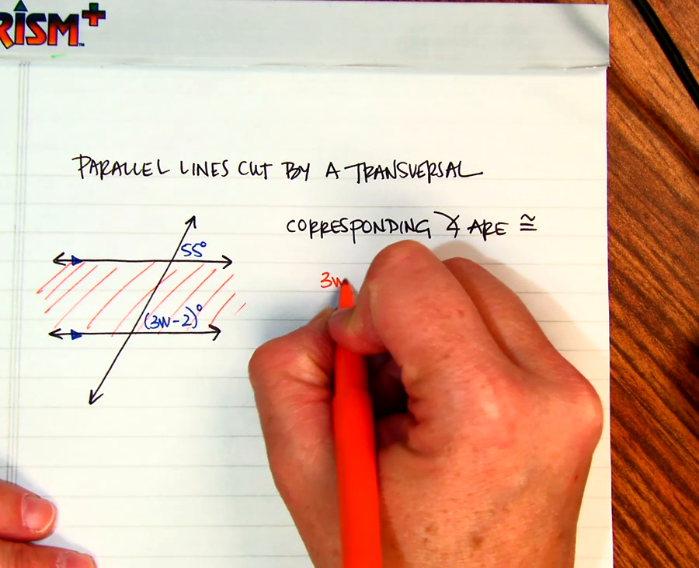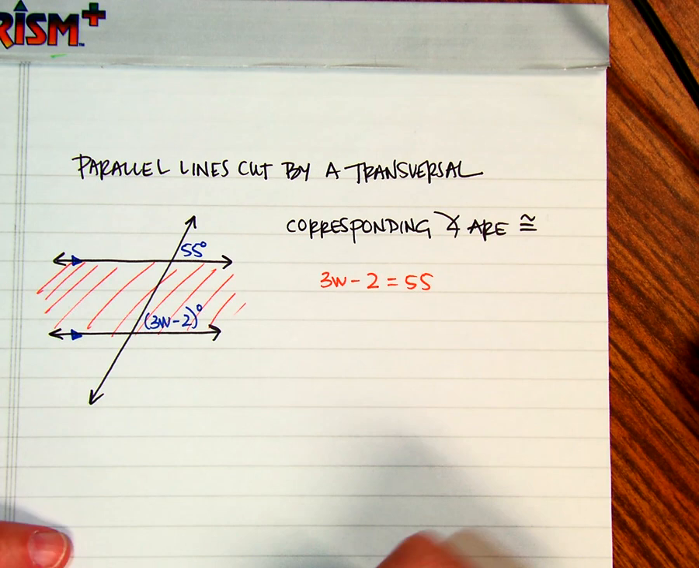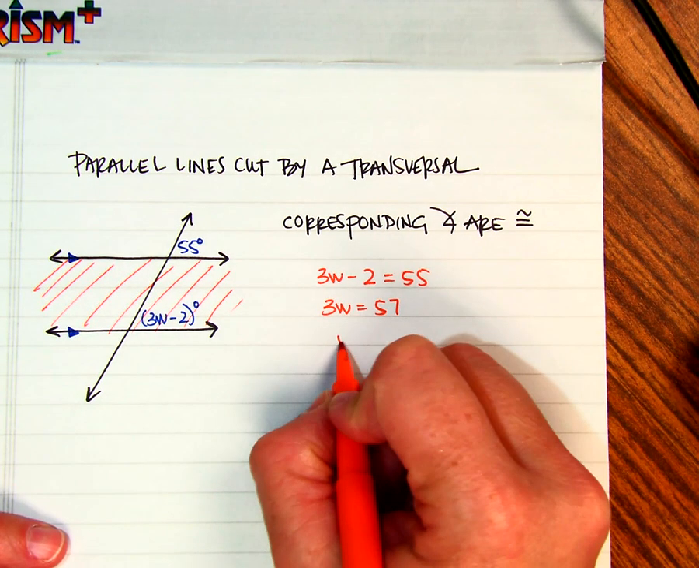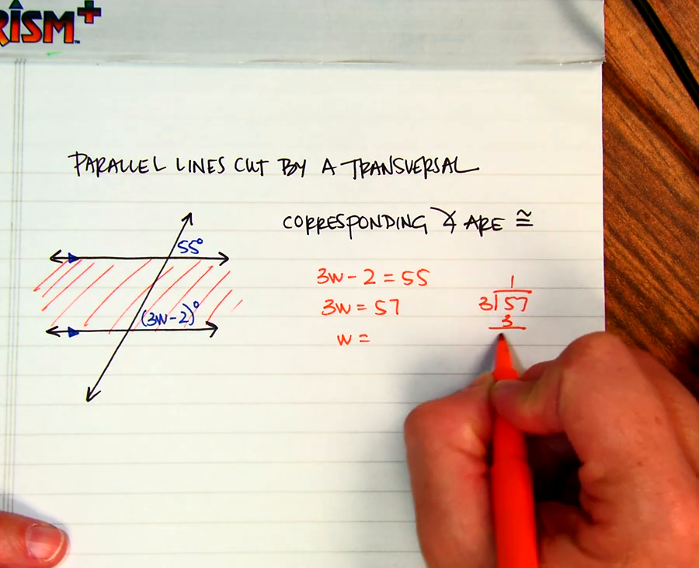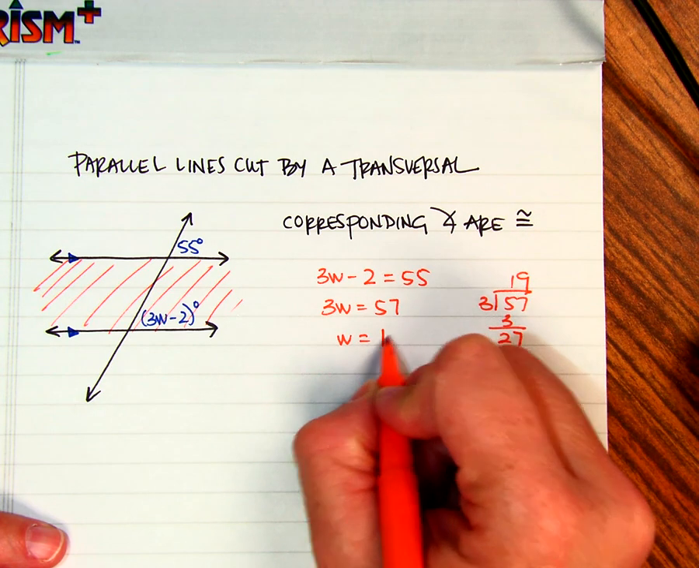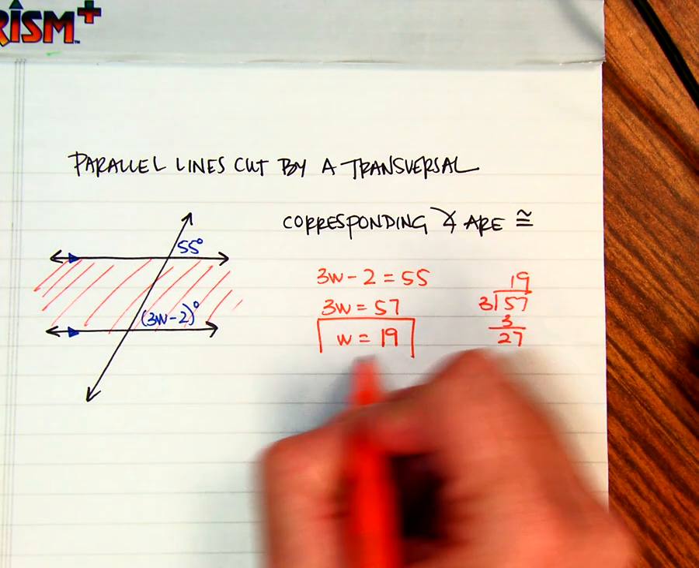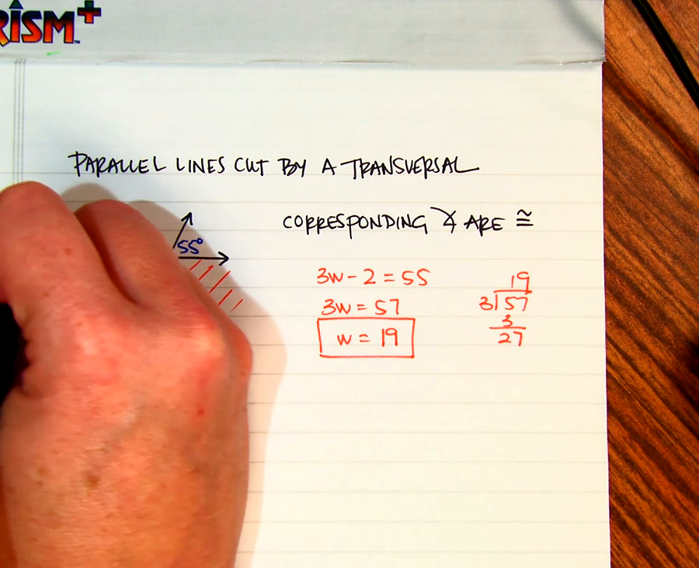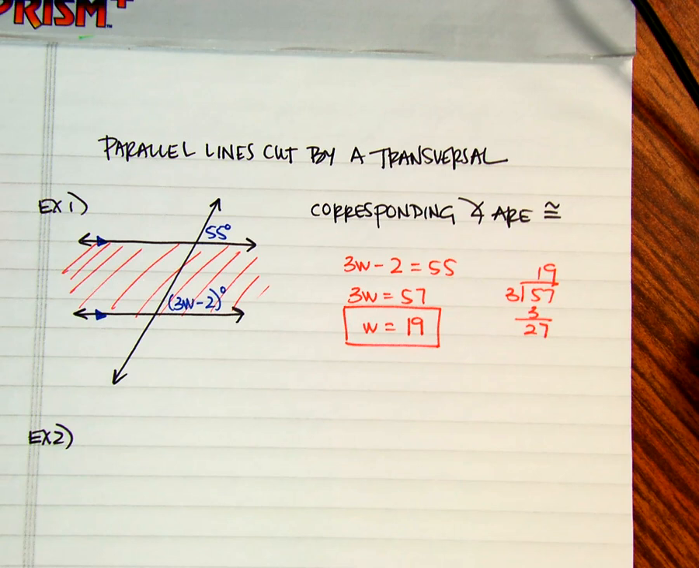So remember, if they are congruent, then I can set them equal to each other. So 3w minus 2 should equal 55. Solving, 3w equals 57, and w equals 19. So if we were asked what the variable was, you would solve and get w equals 19. Okay, so let's label that as example 1, and let's move on to example 2.